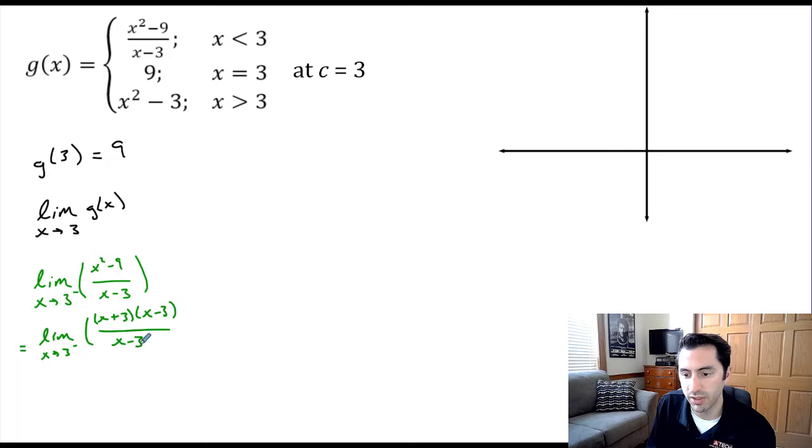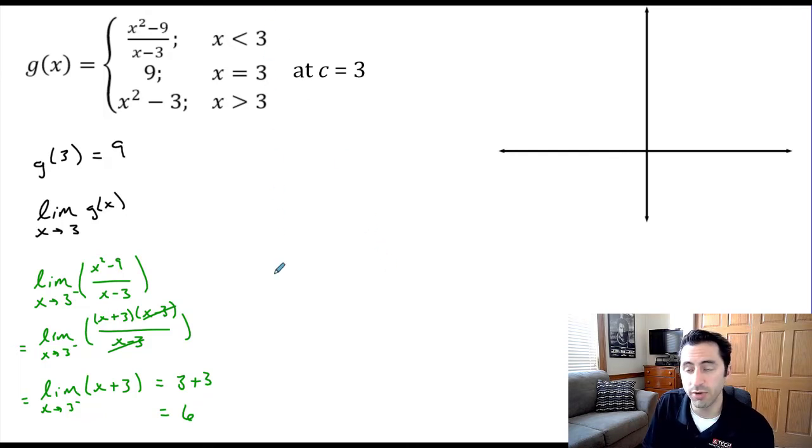And now written in factored form, we have a common factor that will simplify. So our limit is the same as the limit as x approaches 3 from the left of just the expression x plus 3. And now written like this, this is a simple polynomial, and we can just substitute in 3 to evaluate the limit. So 3 plus 3. So this one-sided limit is equal to 6.